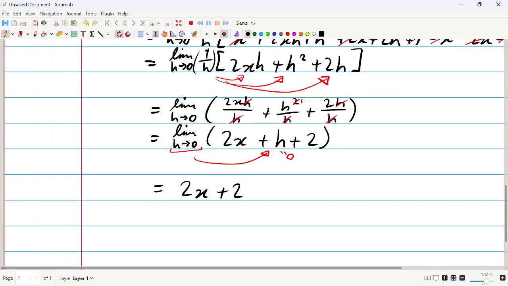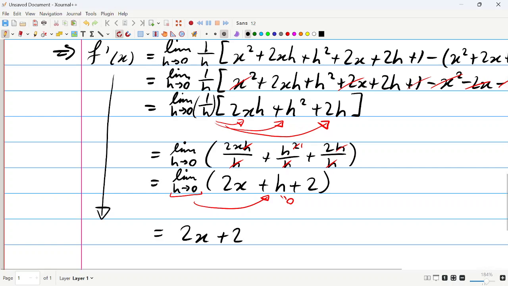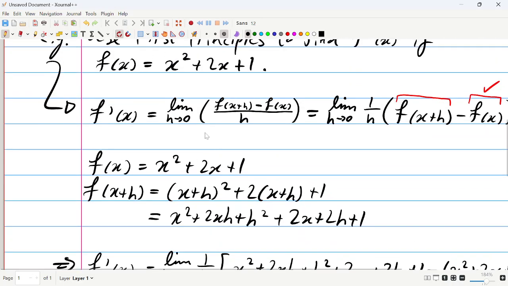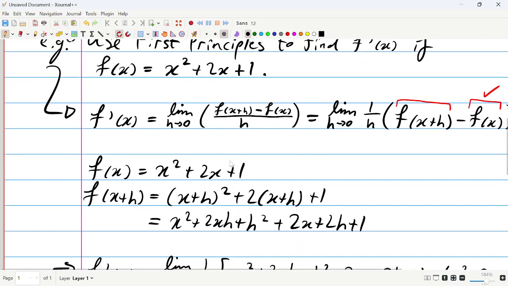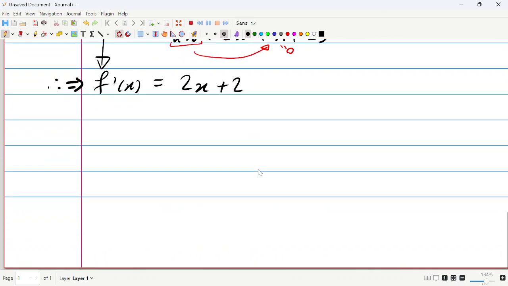And we remember that f prime of x was what we used all along. So therefore, f prime of x is just equal to 2x plus 2. So that would be the derivative of the function x squared plus 2x plus 1. Now let's verify this using the techniques of differentiation. So I will call this verification.